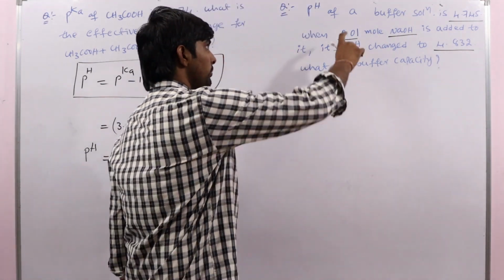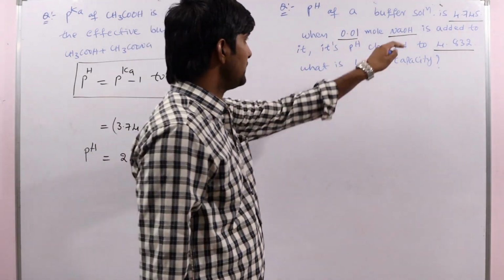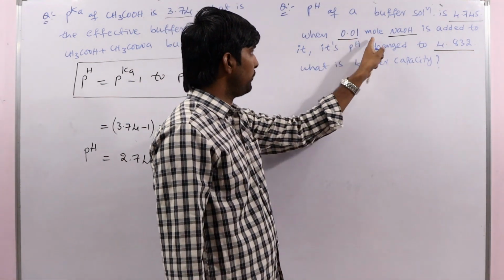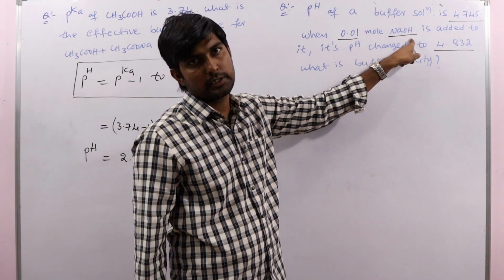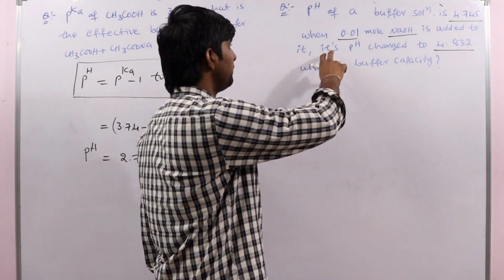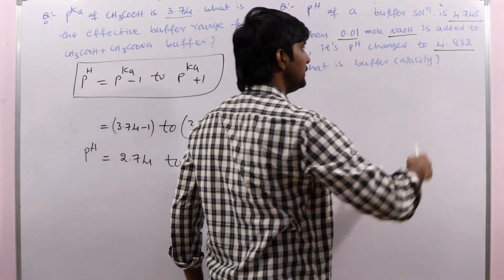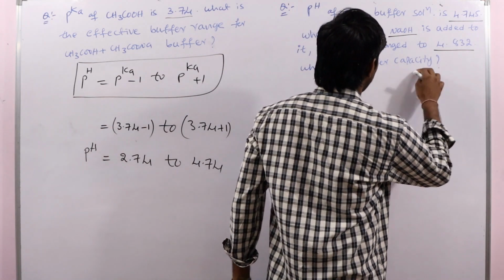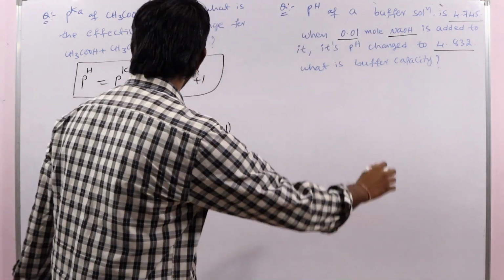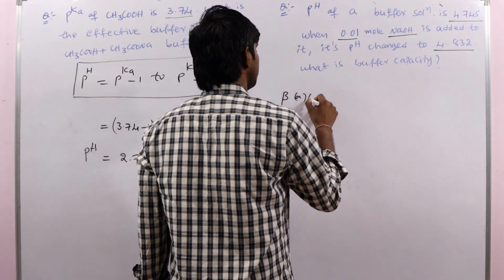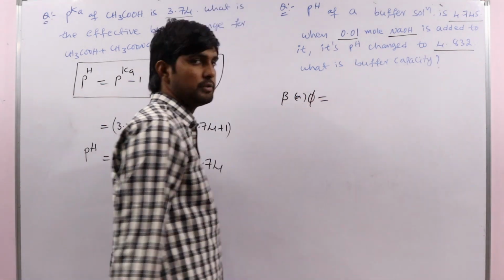See here, pH of a buffer solution is given as 4.745. For that we are adding 0.01 mole of NaOH, a strong base. And when we add this base, what is happening? The pH of the buffer solution is changing to 4.832. So what is the buffer capacity? What is the formula to calculate buffer capacity? Beta or phi, you can use any one symbol.